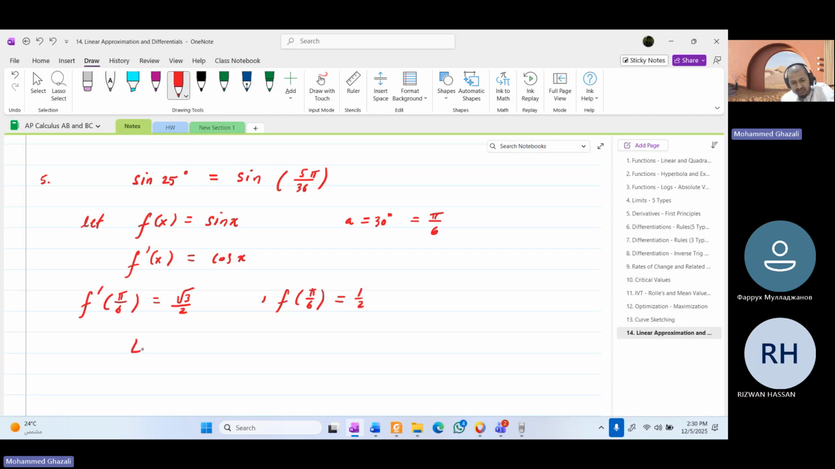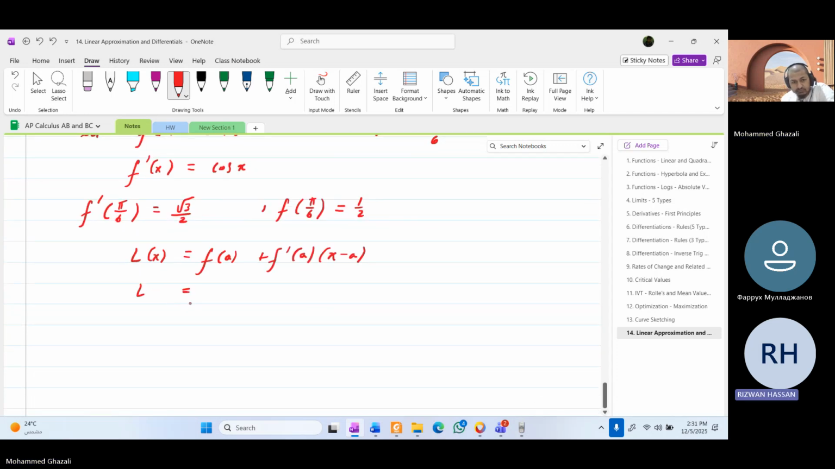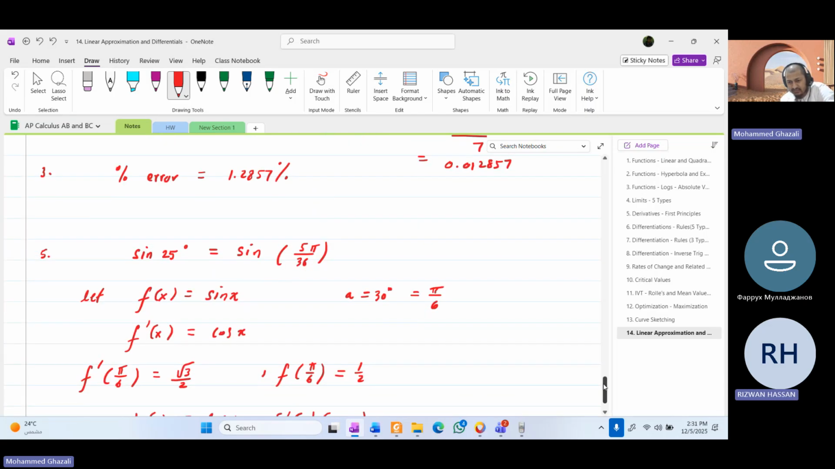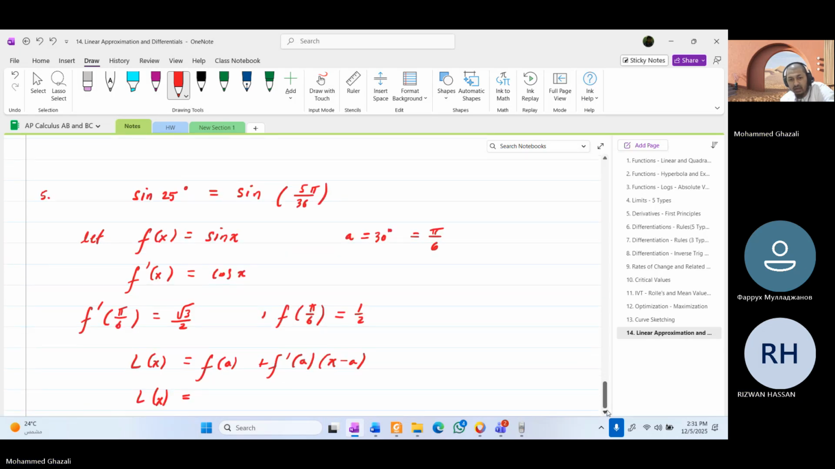What's the linearization function? L of x equals f of a plus f prime of a times x minus a. Now x is a different variable in this case. X is your original 25 degrees, but not 25 now because that was degrees. We are working in radians, so 5 pi over 36.